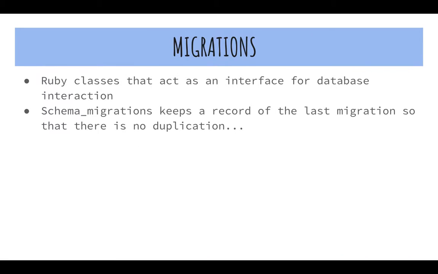So we've learned that migrations are Ruby classes that act as an interface for database interaction. We've also learned that schema migrations keep a record of the last migration so that there's no duplication.